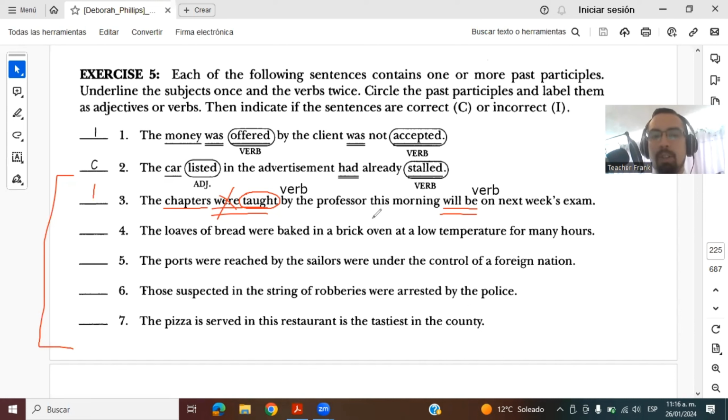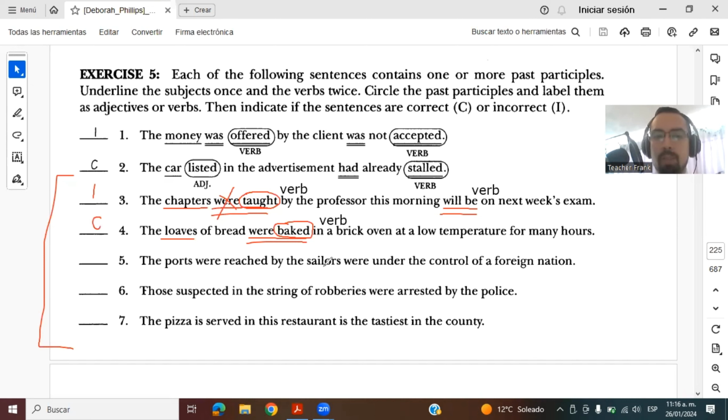Number 4 says the loaves of bread were baked in a brick oven at a low temperature for many hours. Were baked is my verb structure right here. And we circle it because it's a past participle. And it's also a verb because before it, there is a variation of the verb to be, right? Were. And who or what were baked? The loaves, right? Or the loaves of bread. And I think that's everything, right? So this one is correct. Yeah, no problem here.